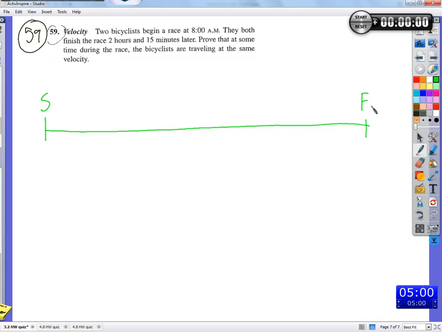Is it Rolle's theorem? Why would it be Rolle's theorem? Okay, if we make the y value distance, we can do anything we want. So if we make the y value distance, do they start and end at the same place?